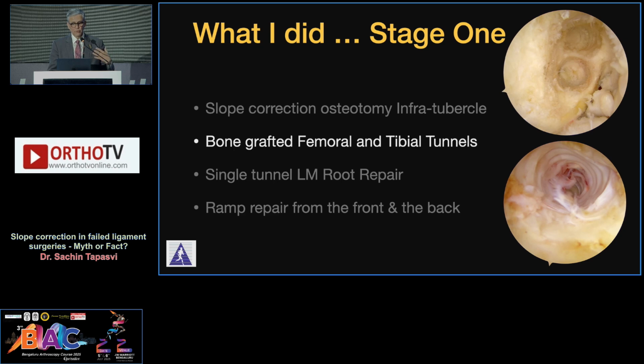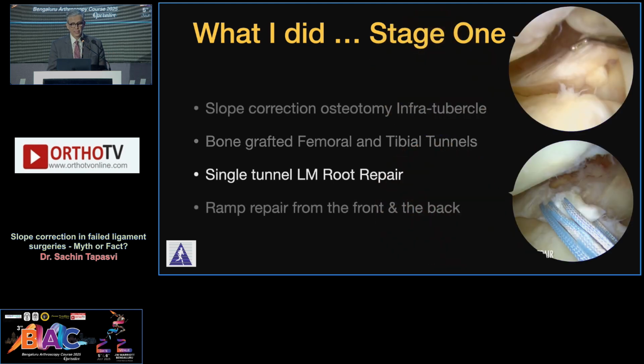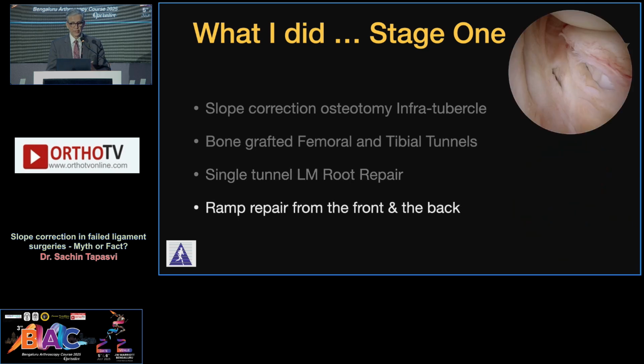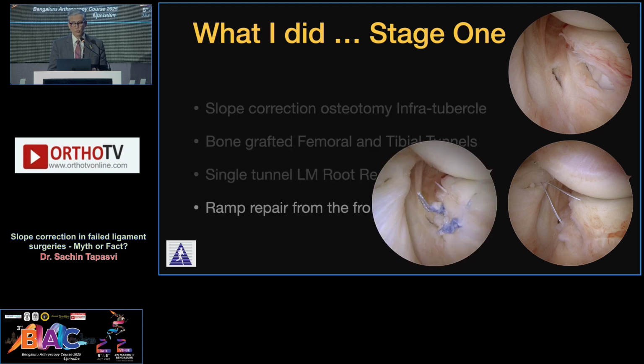Take out the bone that we get from doing the slope correction, use it to bone graft the tunnels, which is ready-made autograft, so you don't need to go to the iliac crest. Finish off all the meniscus work, the lateral root of the meniscus that was scarred down, released and re-repaired. And again, there was a ramp lesion which was not tackled, and you have to go ahead and repair both from the back and from the front.